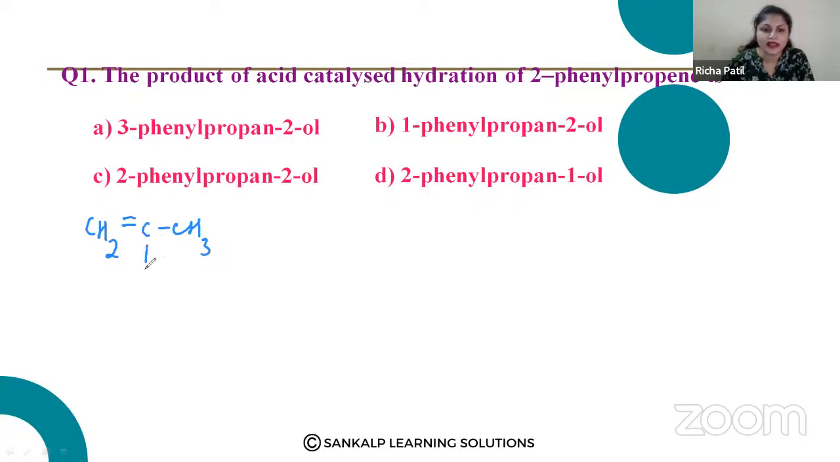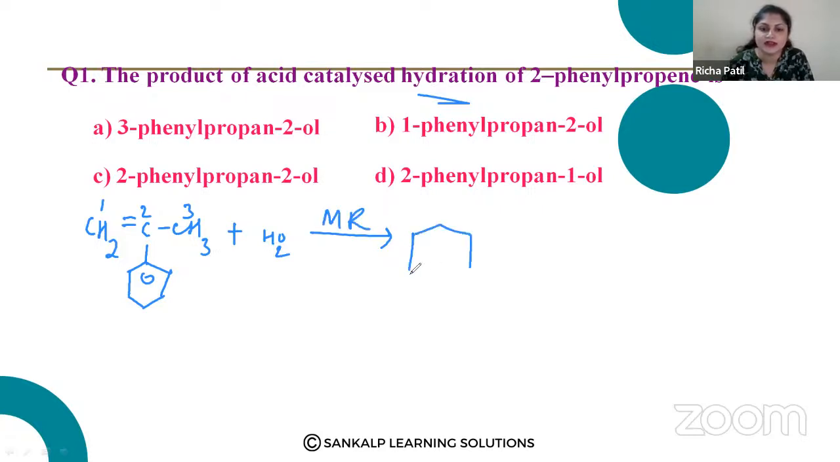So 2-phenyl, at the second position you have your phenyl group. So this is 1, 2, and 3. So 2-phenyl propene, when it reacts, what does it undergo? Hydration, in the presence of acid catalyst. So it will follow what? Markovnikov's rule, right? We have seen this. So what will be the product?